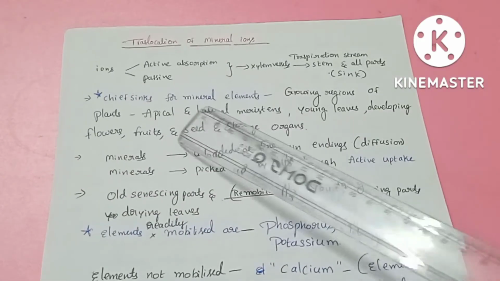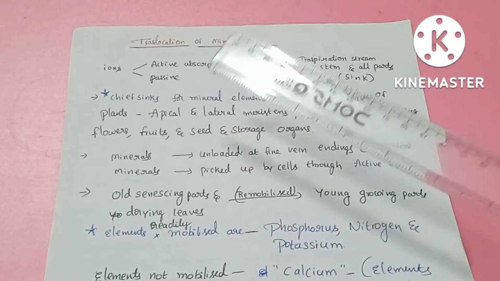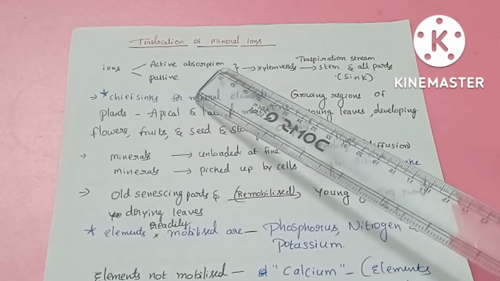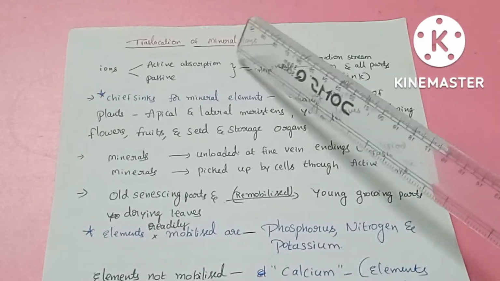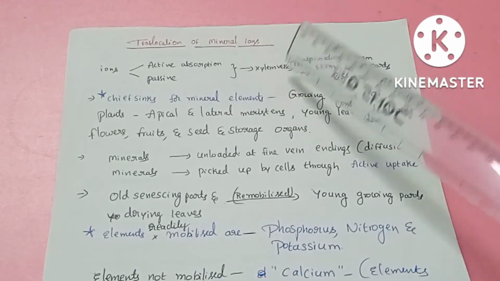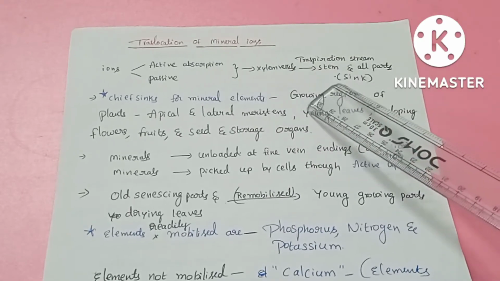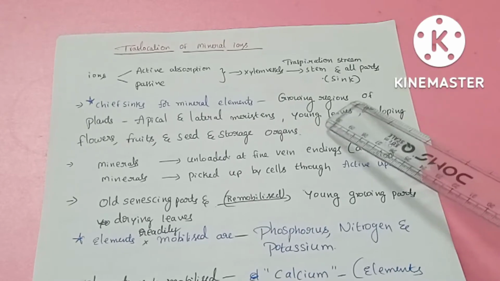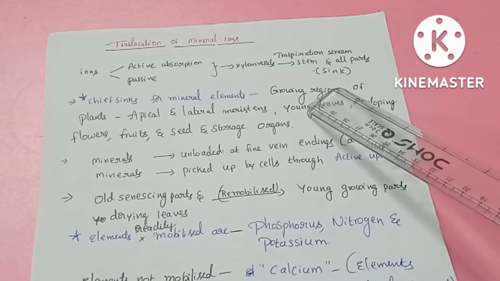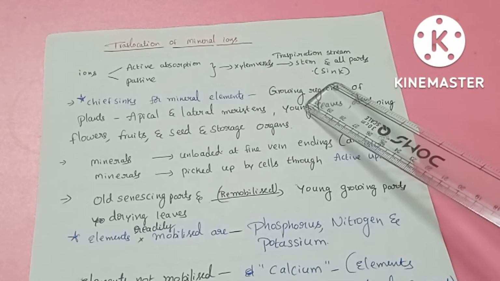The next one is translocation of mineral ions. We have studied that the ions may enter the roots either by passive absorption or active absorption, mostly by active absorption. Once they enter inside the roots, they reach the xylem vessels, and then from the xylem vessels they reach the stem and all parts wherever they are needed. These are called sinks. All the parts which require these minerals and water are called sinks.